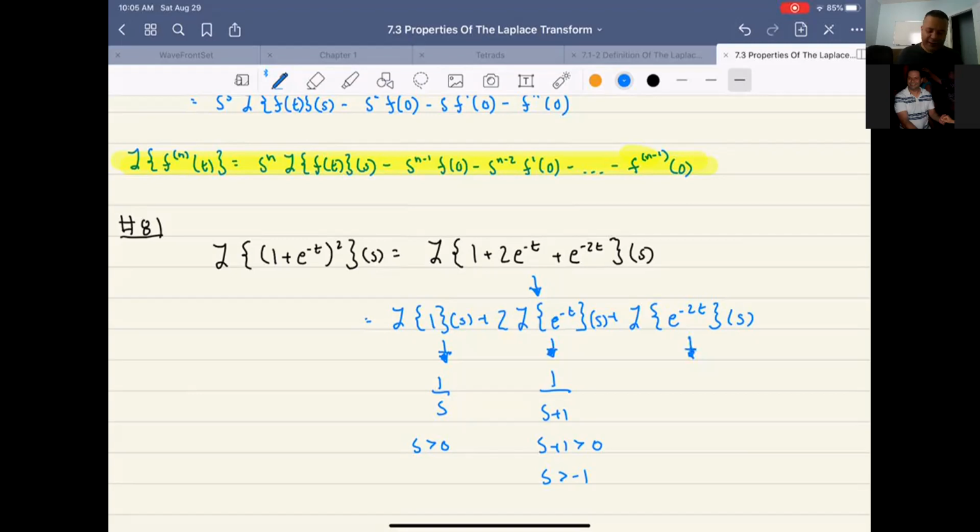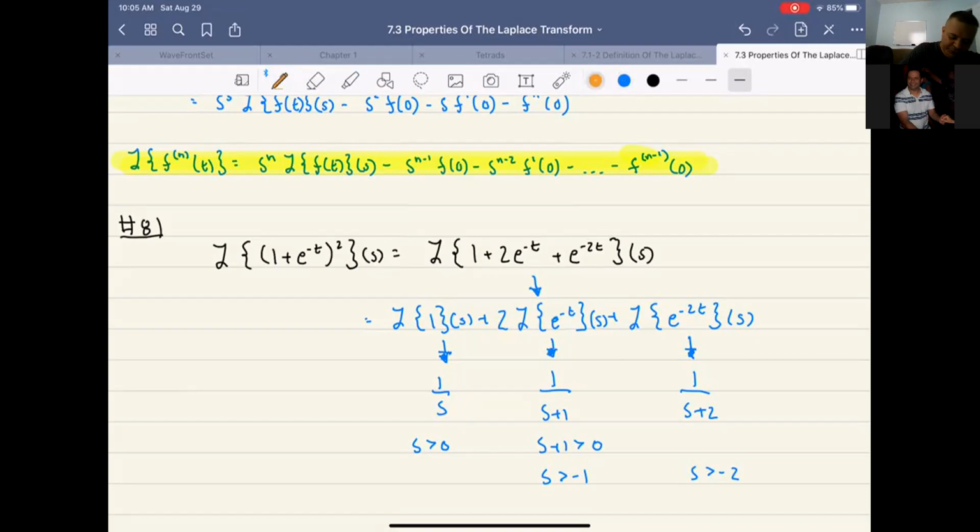Here, e to the negative 2t should have been 1 over s plus 2. And again, s should be bigger than -2. Again, it shouldn't have spit it out. That is the proper assumption in order for that to exist.